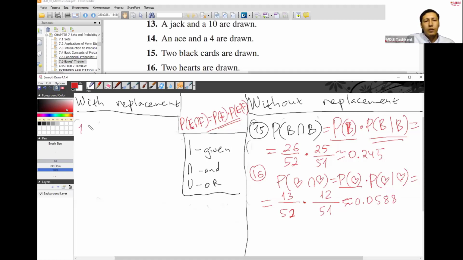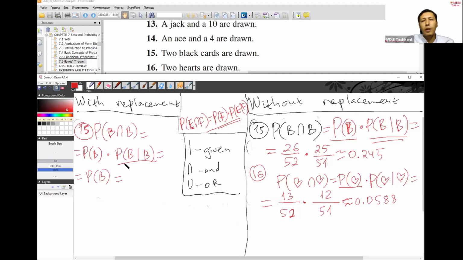Now let's see what happens if it is with replacement. That means black and black. If you use this formula, you get P(black) times P(black given black). But the second one is with replacement. So after you pick a black card, you put it back and choose again. Therefore, it will be the same as P(black).